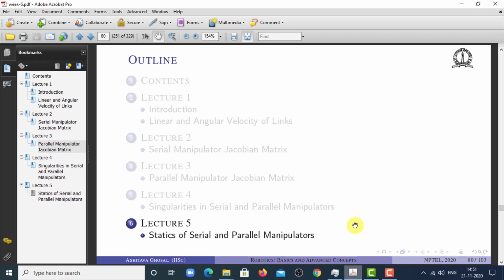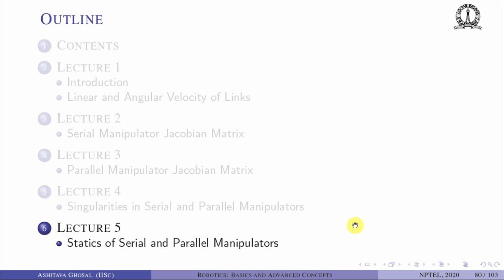In particular, we'll see that the Jacobian matrix, which appears when we do the velocity kinematics, also appears in the statics of serial and parallel manipulators. So let's continue. This is the last lecture on statics of serial and parallel manipulators.